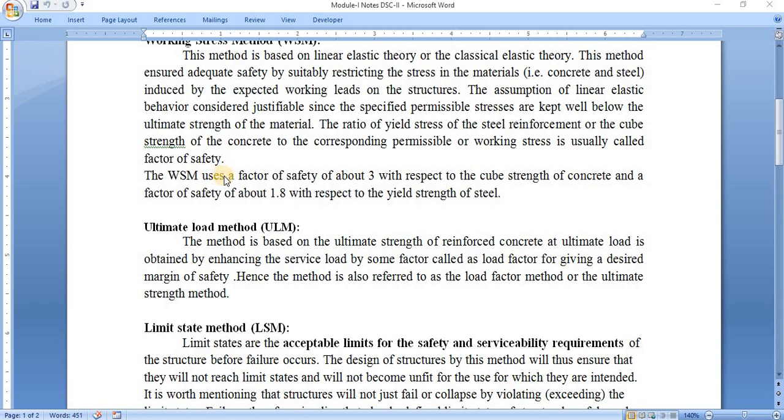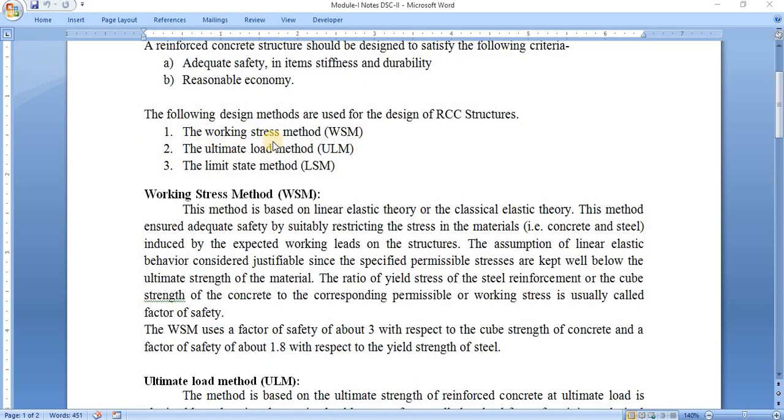The working stress method uses a safety factor of 3 with respect to the cube strength of concrete. So for the concrete, the working stress method uses a safety factor of 3, and a factor of safety of about 1.8 with respect to the yield strength of steel. So for the steel it uses a safety factor of 1.8. So this is the first method, that is the working stress method.